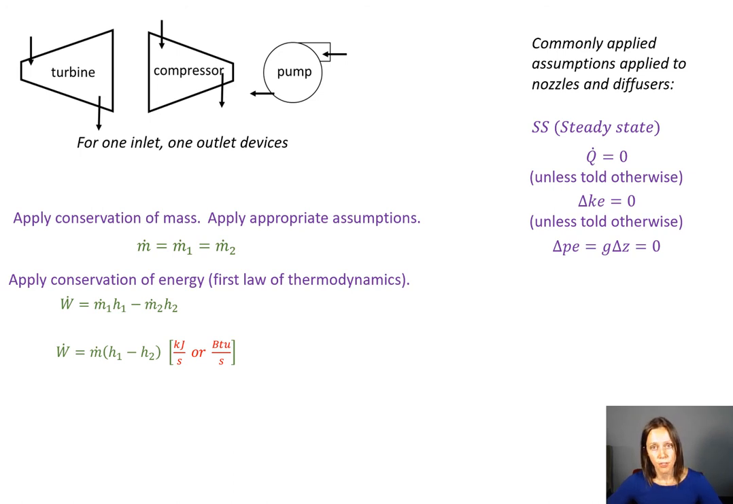Looking at that turbine, since that's a power generating device, you would expect that W dot term, if you were using sign convention, to be a positive number, right? So your W dot should be a positive number for a turbine, unlike a compressor and a pump, which require work. So you're putting work into the system, and so those would be negative numbers.